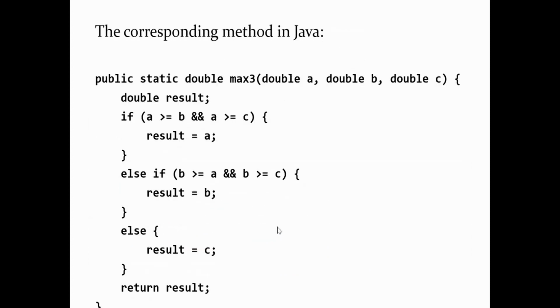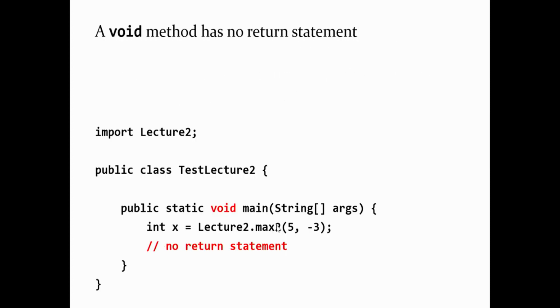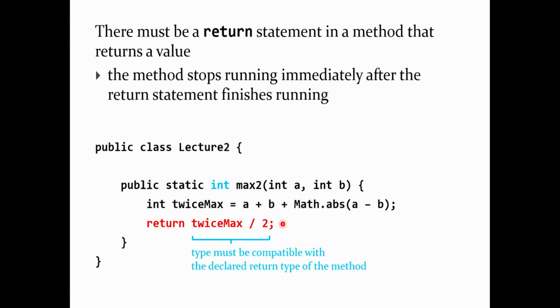If you try to write extra code after this return statement, the compiler will flag that as an error. So for example, if I try to print out twice max divided by 2 after the return statement, the compiler says that that's an error. It calls it unreachable code. It's unreachable because the method stops at the return statement. So you're not allowed to put any significant code after a return statement.